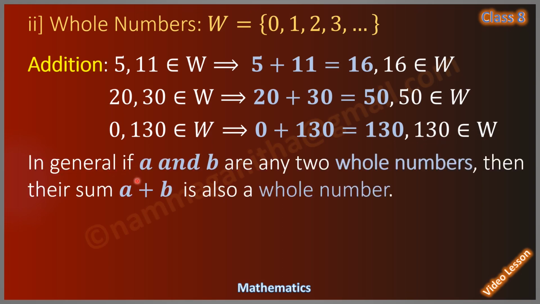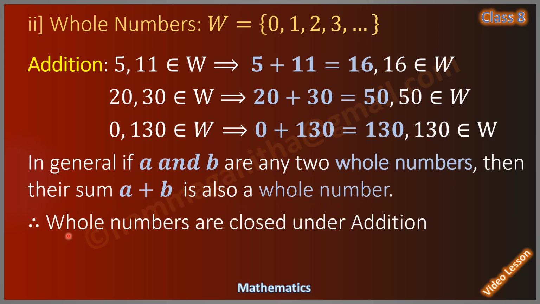In general, if A and B are any two whole numbers, then their sum A plus B is also a whole number. Therefore, whole numbers are closed under addition.